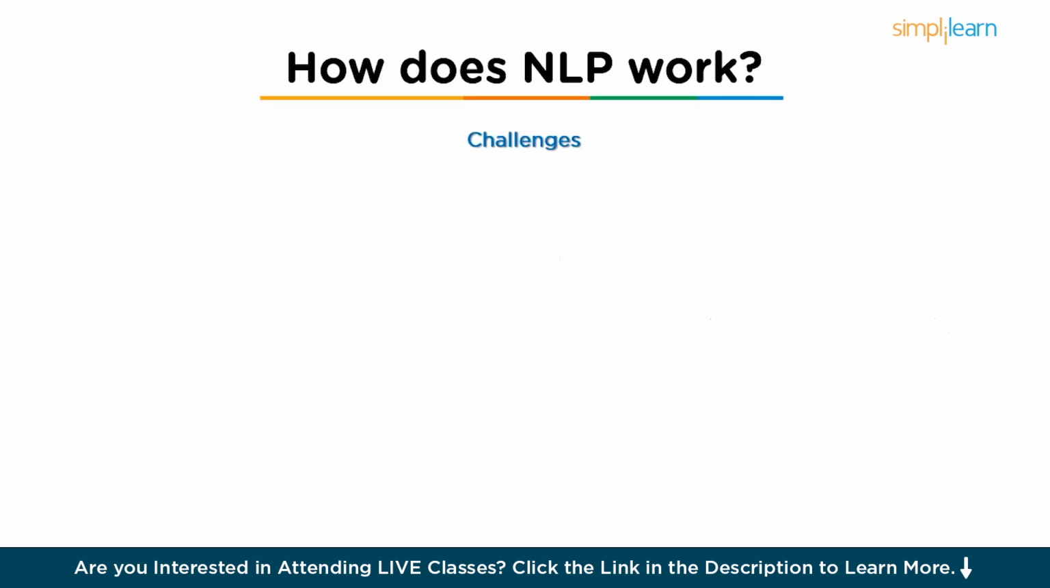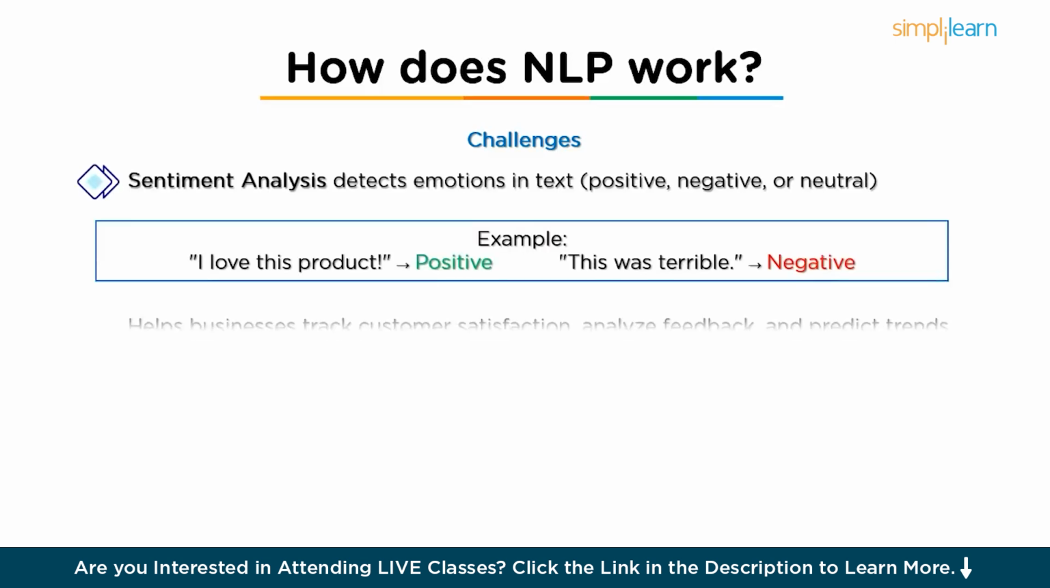Now, a major challenge in NLP is understanding sentiment and intent, especially in conversations or social media posts where emotions are involved. And this is where sentiment analysis plays a role, detecting whether a sentence expresses a positive, negative, or neutral feeling. For example, for customer tweets, "I love this product," an NLP model can classify this as a positive sentiment. On the other hand, a tweet like, "It was a terrible experience, I am so disappointed," would be categorized as negative. So sentiment analysis helps businesses track customer satisfaction, analyze feedback, and even predict trends based on public opinion.